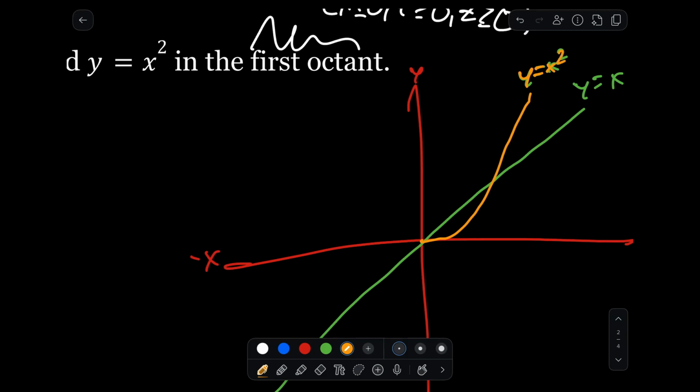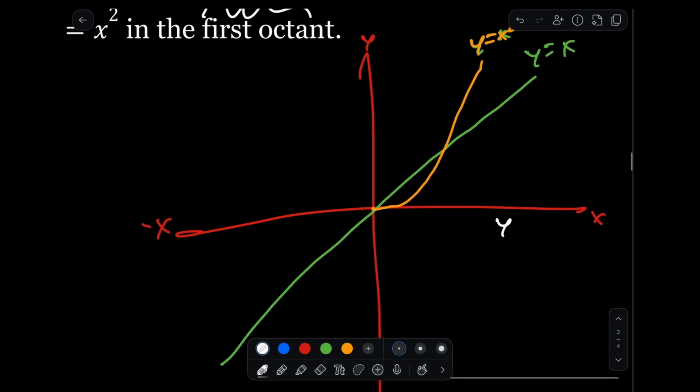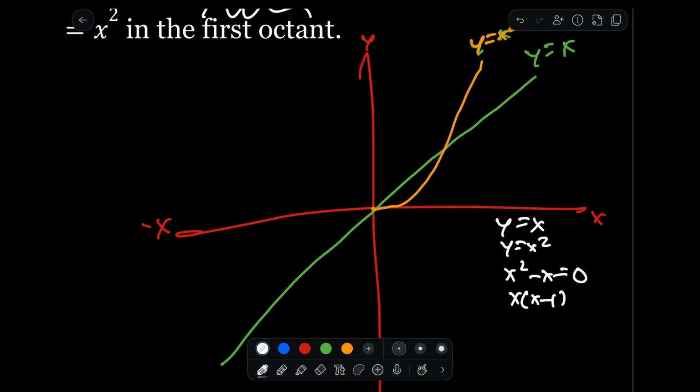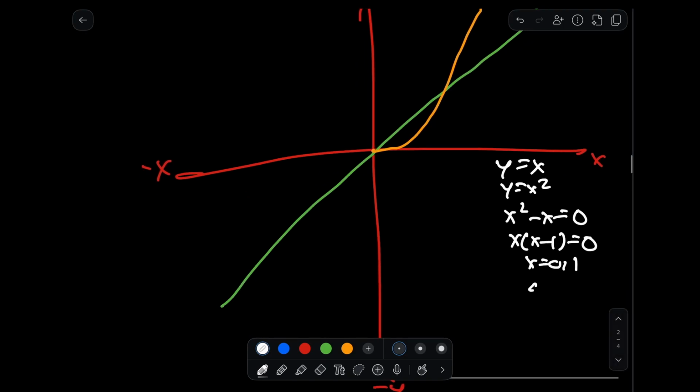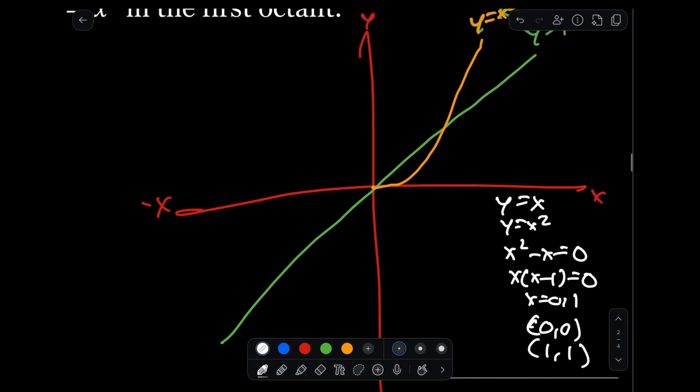Perfect. So now we see we have to find out where these graphs intersect. So we can just do that real quick. We can do y equals x, y equals x squared, so x squared minus x equals 0, x times x minus 1 equals 0, x equals 0 comma 1. So we get 0, 0, and 1 comma 1. Kind of straightforward, very, very easy to identify, but we're still going to go through this because it matters to actually solve this, right?